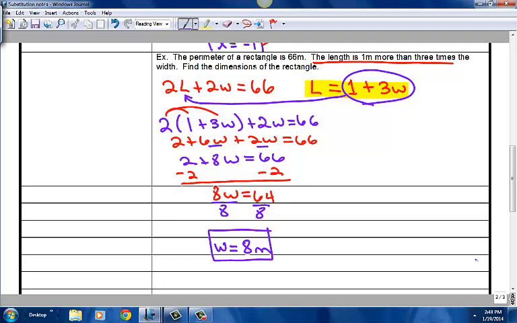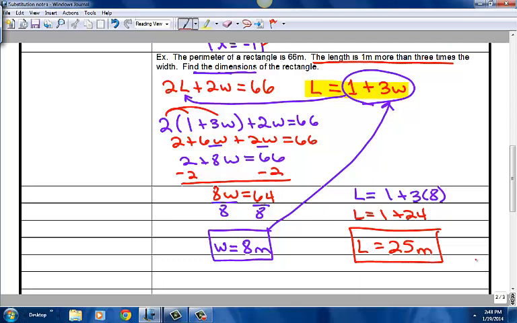Make sure you've answered the question that they asked, which was find the dimensions. In this case, I guess I haven't because I only found one of the lengths. Now I've got to go back and find the other. Take that width now and plug it right back into that length equation. We know that length is 1 plus 3W. And if I know what W is, then I can plug it in and use it. So my length is 1 plus 3 times 8. So my length is going to be 25 meters.